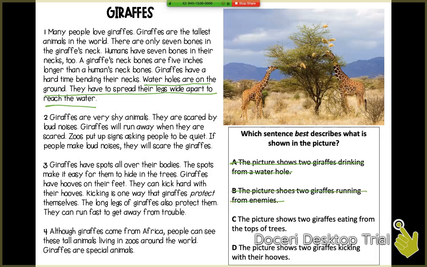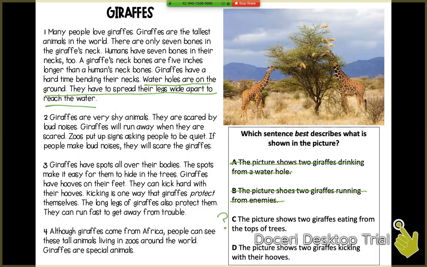All right, C says the picture shows 2 giraffes eating from the tops of trees. Well, yeah, I see a tree. I see their heads both near the tops of the trees. So they could definitely be eating. I think I see that. Let's put a question mark there.